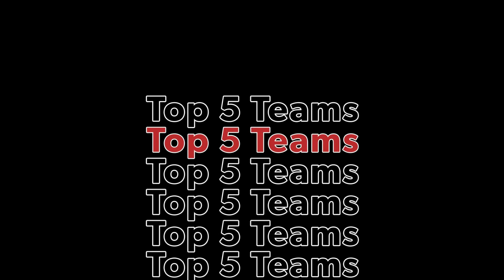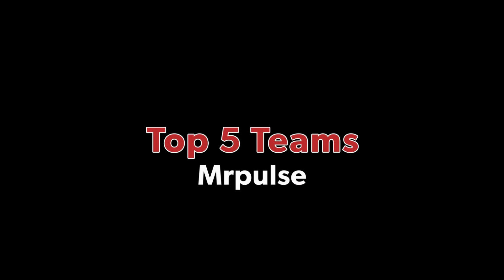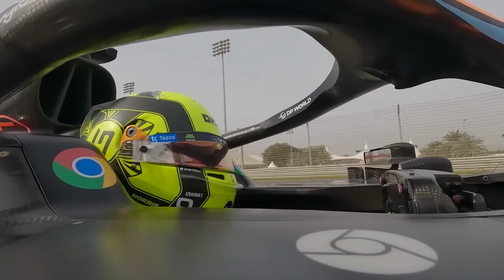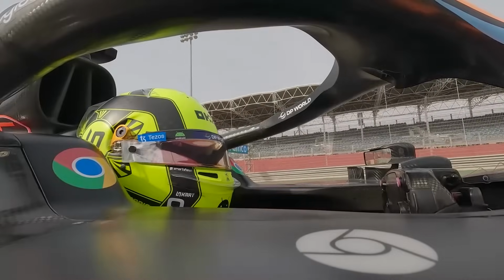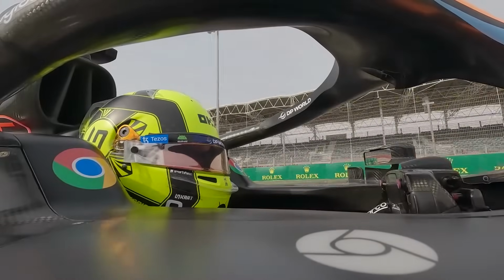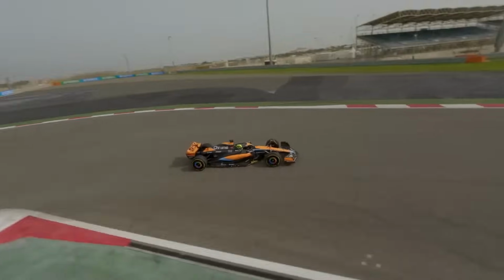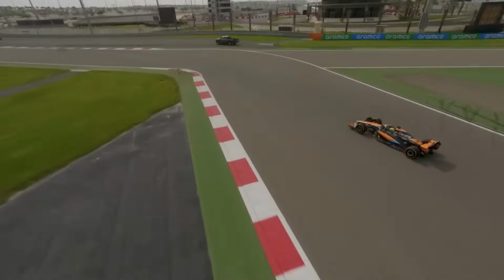Now though, let's get back to the video and let's talk about the top 5 teams, and let's start with McLaren. For McLaren, the Qatar weekend was an incredible result. Firstly, Oscar Piastri winning the sprint race and beating Max Verstappen on pace was a brilliant achievement, especially when you take into consideration where McLaren were at the start of the year.